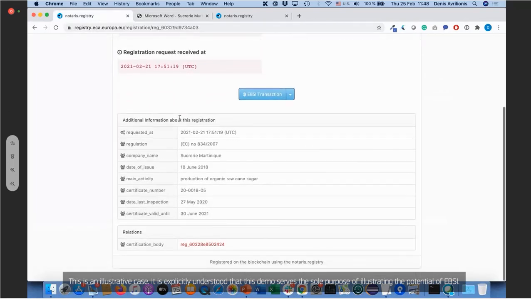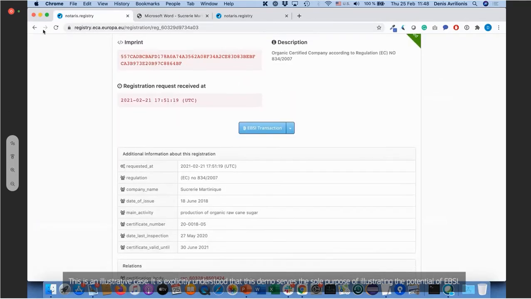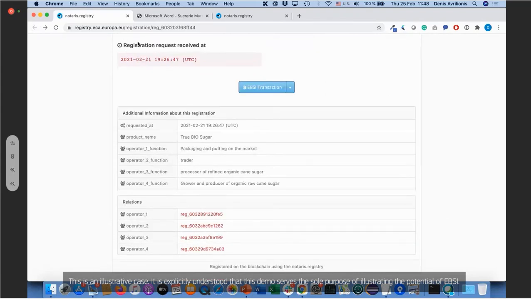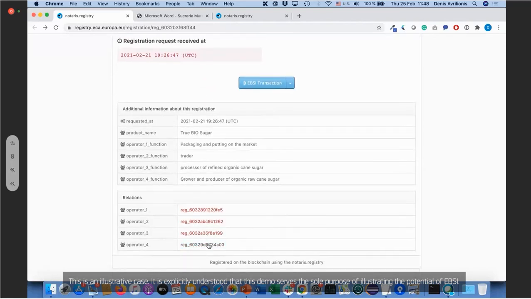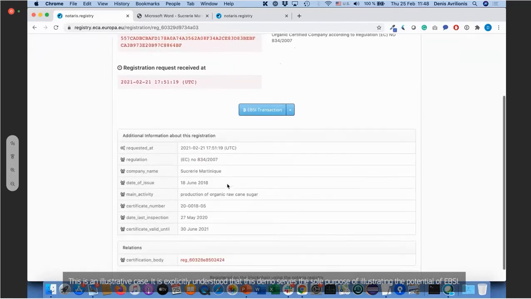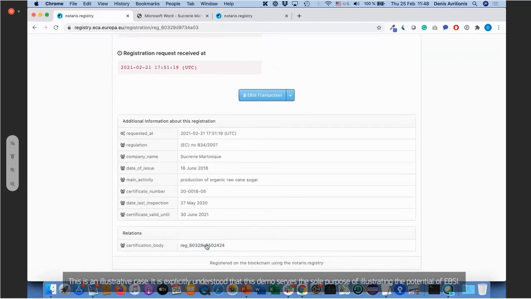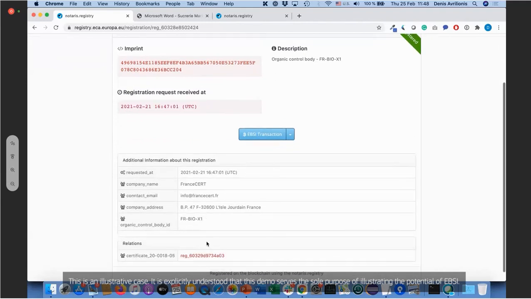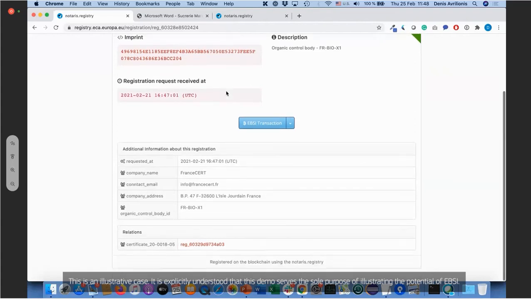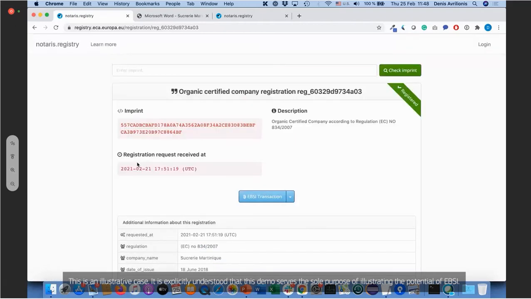So here is the possibility to go, and again, I'll play you the logical link from the product traceability chart to the operator, and from the operator to the certification body that issued the organic certificate. And you can navigate also back from an organic control body to the specific company that has been certified with that particular certificate. So there is a navigation that can flow in both directions.